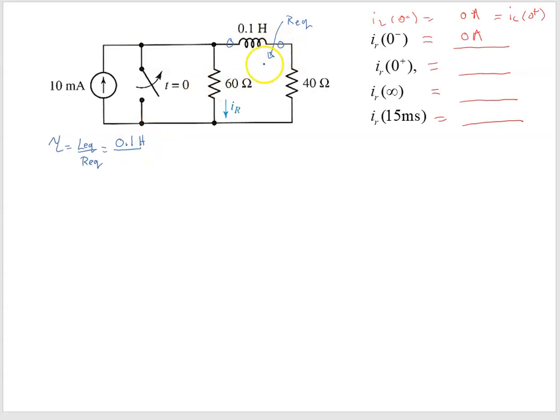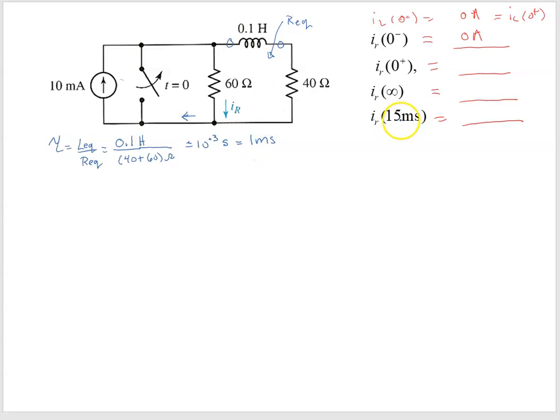And what does this resistor see? Well, it sees 60 ohms on this side and 40 ohms on this side. Over here we have to kill the current source. When we kill the current source, we open it. So this is all open from the perspective of the inductor. So it just sees the 40 ohms plus the 60 ohms in series. So 40 plus 60, they're in series, so that's divided by 100. So that's equal to 10 to the negative 3 seconds, or 1 millisecond.